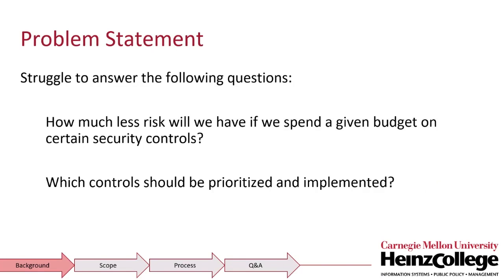So how do we select these controls? The selection of controls usually follows market trends or frameworks, but regardless, they still need to be adapted to the organization's specific context. And in this journey, CISOs, Chief Information Security Officers, do struggle to prioritize and justify the selection of controls that will be implemented from a cost-benefit perspective. So ultimately, many organizations cannot answer these two questions, which are, how much less risk will they have if they spend a given budget on certain security controls, and which controls should be prioritized and implemented?